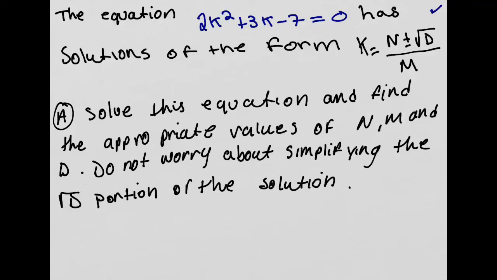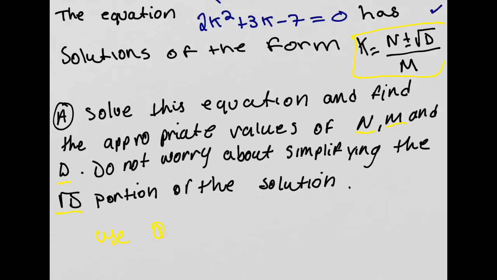The equation 2k squared plus 3k minus 7 equals 0 has two solutions of the form. Part A wants you to solve this equation and find the appropriate values of n, m, and d. And it says not to worry about simplifying the square root portion. So for part A, we're going to use the quadratic formula.